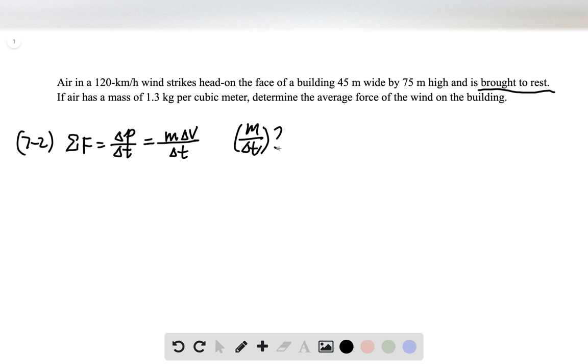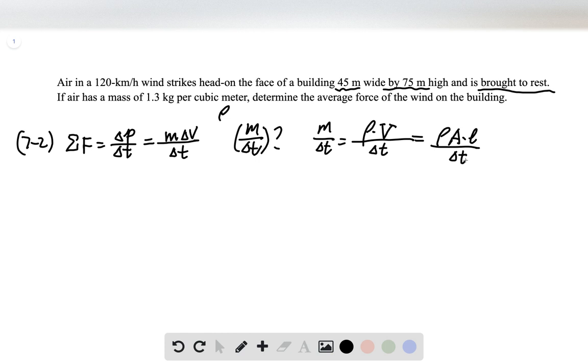So this can be done by looking at the numbers that we're given. We're given the air has a mass of 1.3 kilograms per cubic meter. That is the density rho. So we can try to write mass as rho times V over delta t, where V is the volume. So we also have a building. We have its width and its height, so that gives us the surface area of it. So we can further decompose V into the surface area times the distance it goes through.